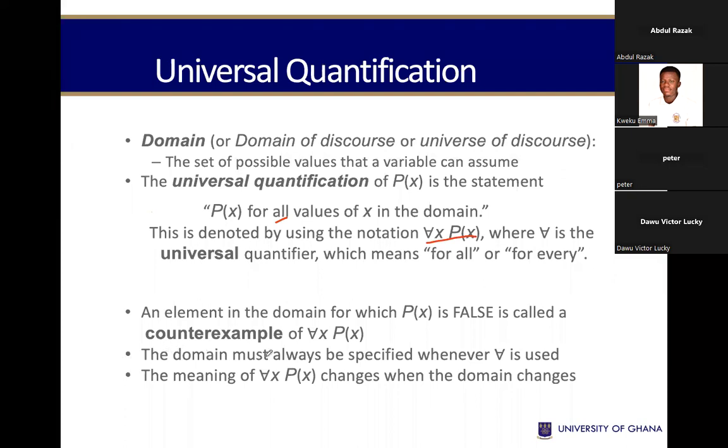Okay, so here the domain must always be specified whenever for all X is used. The meaning of for all X, P of X changes when the domain changes. Don't forget, once the domain changes, the for all X, P of X will change. Assuming I was dealing with integers and I realized that it was false, probably when I go to a different number set, it might not be the case. If maybe I was dealing with the whole set of integers, now I come to positive integers. Maybe positive integers might be true, but for all integers, the counterexample is in the set of negative integers. That's it.